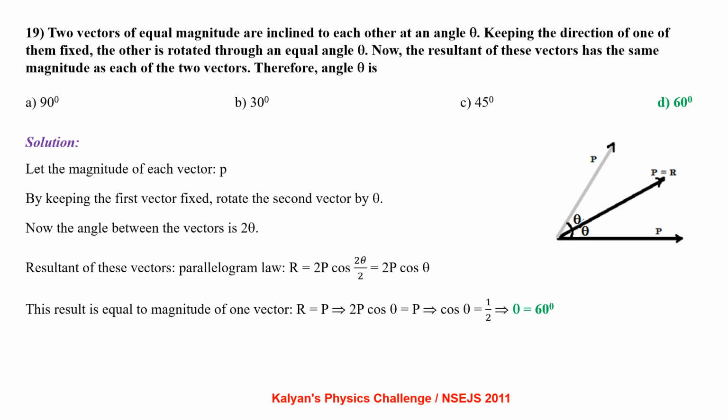Let the magnitude of each vector be p. By keeping the first vector fixed, rotate the second vector by theta. Now the angle between the two vectors becomes 2 theta. Resultant of these vectors, applying parallelogram law, comes out to be 2p cos theta by 2, that comes out to be 2p cos theta, as the total angle is 2 theta. This result is equal to the magnitude of one of the vectors. So R equal to p. So 2p cos theta equal to p, from which we get theta equal to 60 degrees.